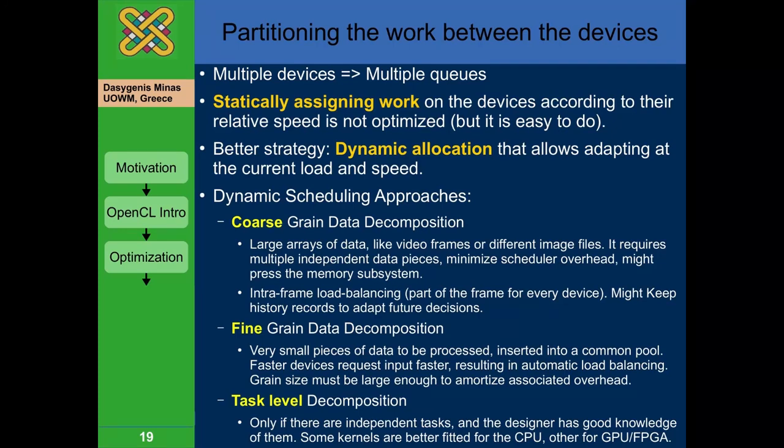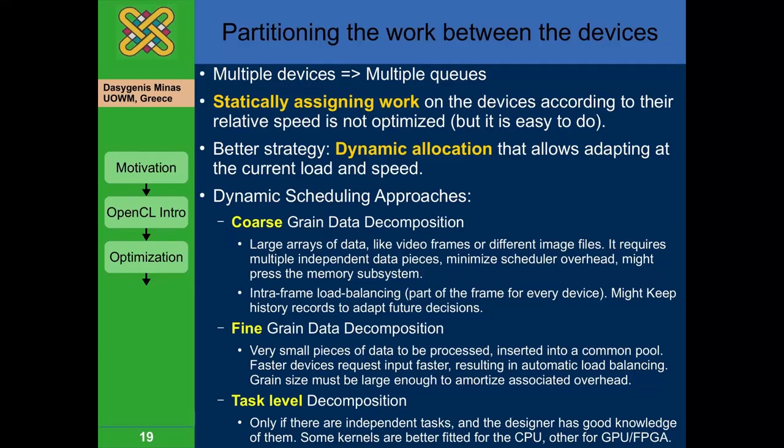First is coarse grain data decomposition. This means that we divide our data into large arrays. For example, if we have video frames, we can create large arrays of data, send them for computation, and synchronize every couple of frames. This, of course, means we have big allotments of work for every device.